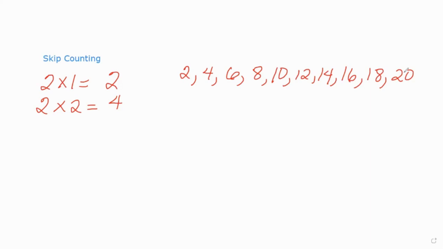Okay, so we skip count by twos. If you skip count by threes, you go what? Three. Then what's three plus three? Six.